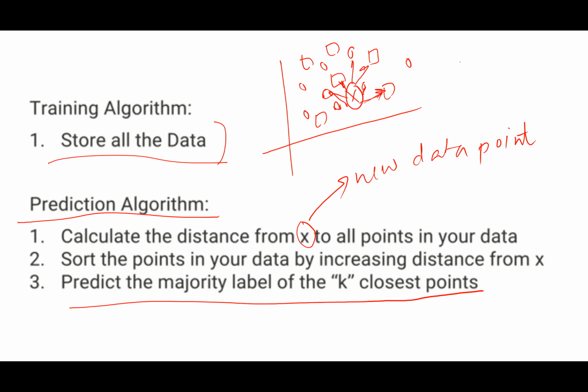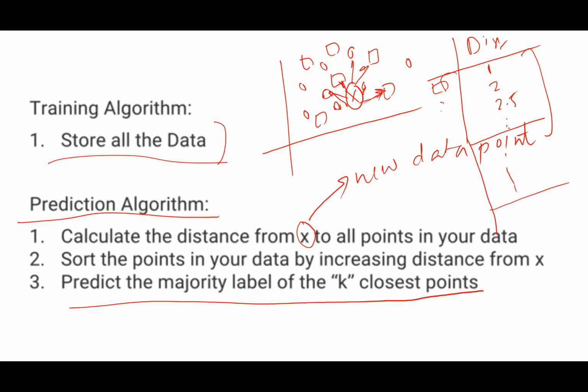So I have say 10 points. In my distances, I will have increasing order of distance. One is 1 centimeter away, or any unit, 2 centimeter away, 2.5 centimeter away. Like this, I will have 10 distances. So I will pick the top 3 and check what their class is. Suppose this point is a square, this point is a circle, this point is also a circle, this point is also a circle, the fourth one also.